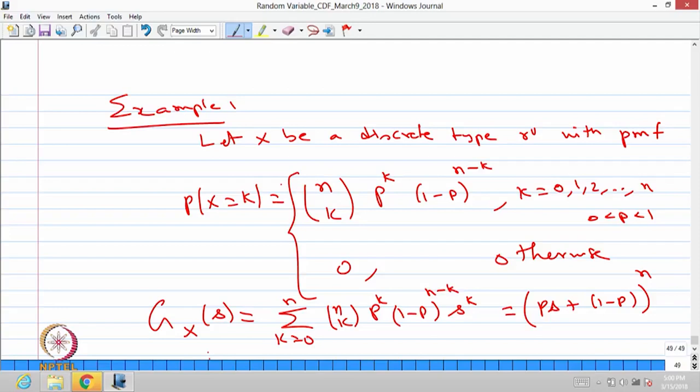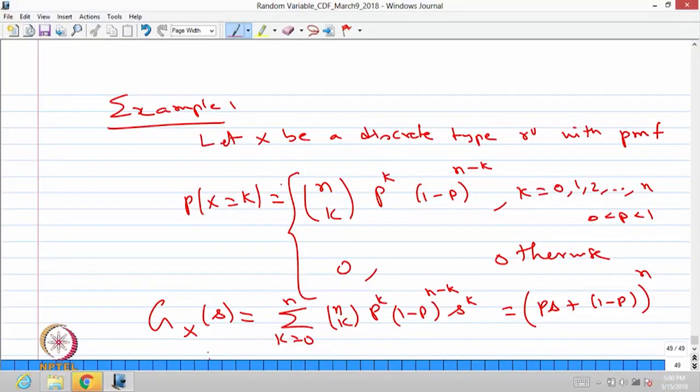Later we are going to introduce this random variable as a binomial distribution with the parameters n and p. P lies in the open interval 0 to 1, n is a positive integer, and then the probability generating function is (p s plus 1 minus p) whole power n.